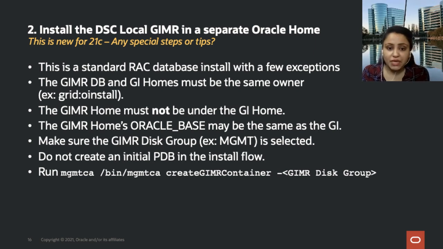The GMR home must not be under the GI home. The GMR home's Oracle base may be the same as the GI home's Oracle base. And make sure that the GMR disk group is created. And when you run the mgmtca create GMR container, please give the option for the GMR disk group in order to create the GMR. This way, the mgmtca command will do the creation of the GMR database and the deployment under it.